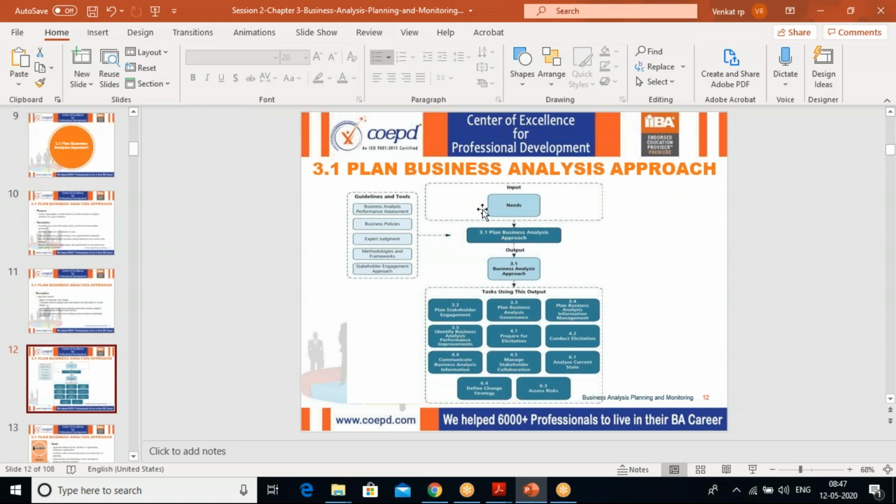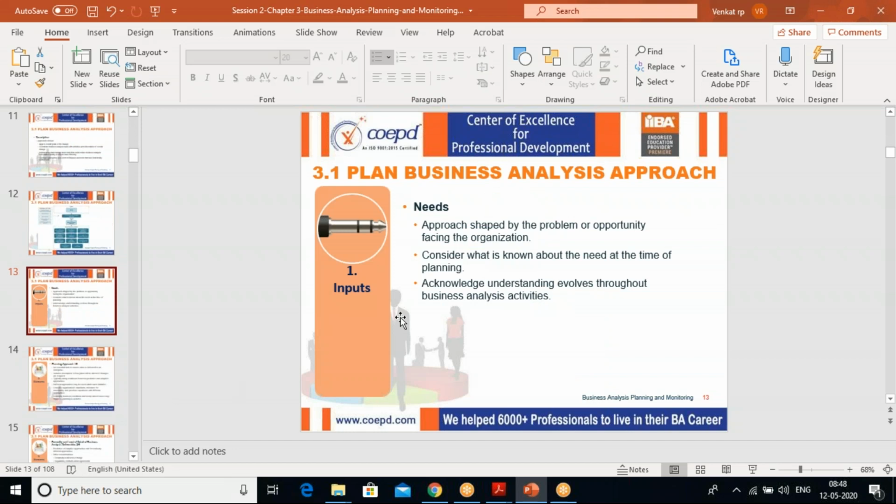Okay, the input of plan business analysis approach is the needs. We have to take the needs and take it forward, and the output would be the business analysis approach. And the guidelines and tools we are going to use here are business analysis performance assessment, then business policies, then expert judgment, then methodologies and frameworks, then the stakeholder engagement approach. All these we have to consider, and then we have to plan the approach.